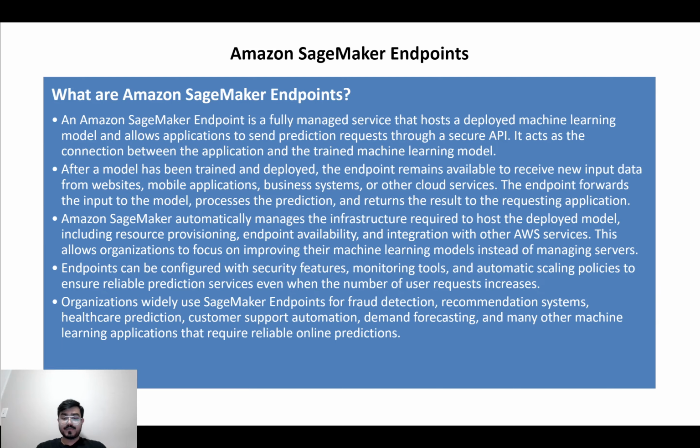For example, imagine a hospital using a machine learning model to help identify possible disease from medical reports. Every time a doctor uploads a patient's information, the hospital system sends the request to a SageMaker endpoint. The endpoint communicates with the deployed model, receives the predictions, and quickly returns the result to the doctor. The doctor receives the predictions within seconds, helping them make faster decisions.